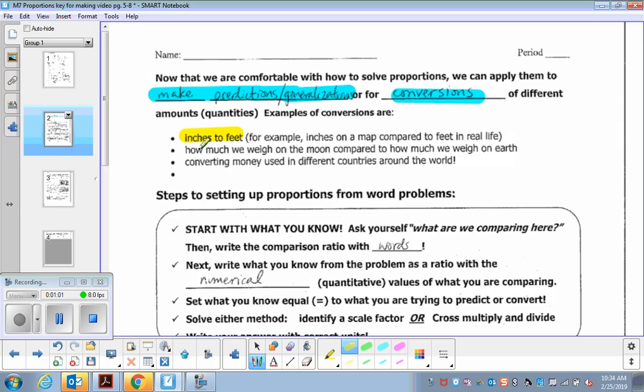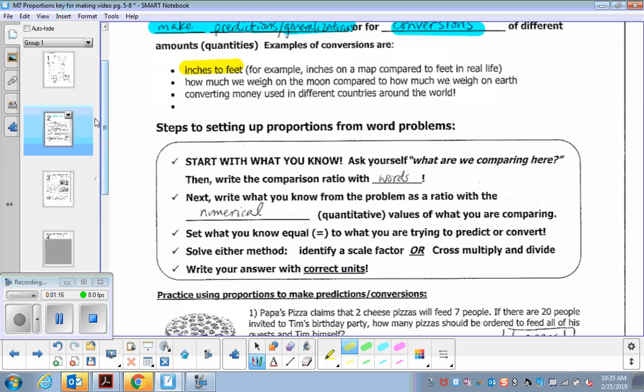We're going to look at a problem where we compare how much we weigh on the moon compared to how much we weigh here on Earth because of the impact of gravity. We're also going to be doing things like converting different units of money from different countries from around the world. So what we're going to be doing is essentially asking ourselves one question. What am I comparing in the problem? First thing we're going to do then is write what we're comparing with words.